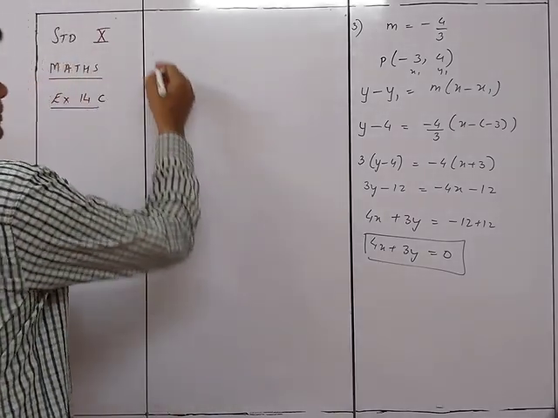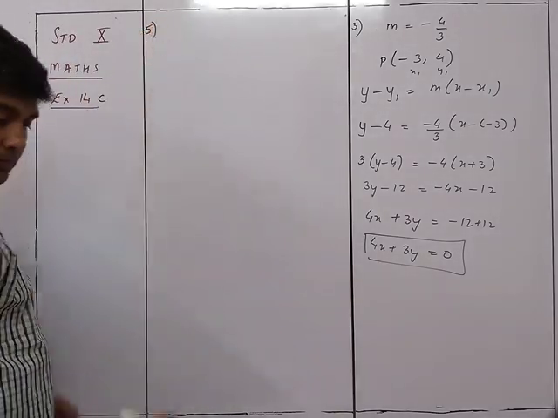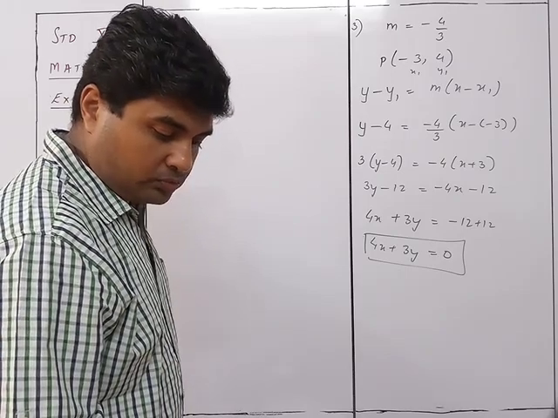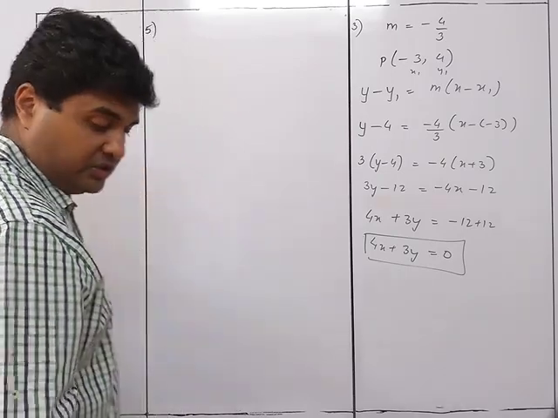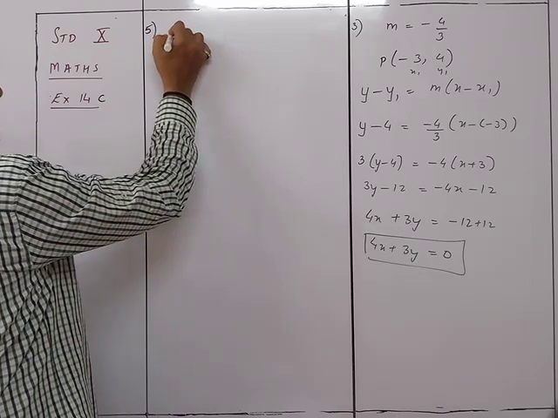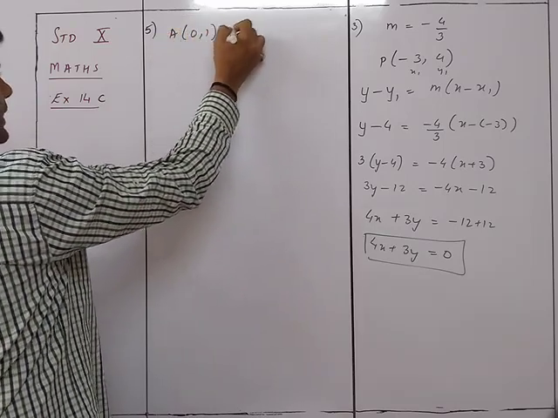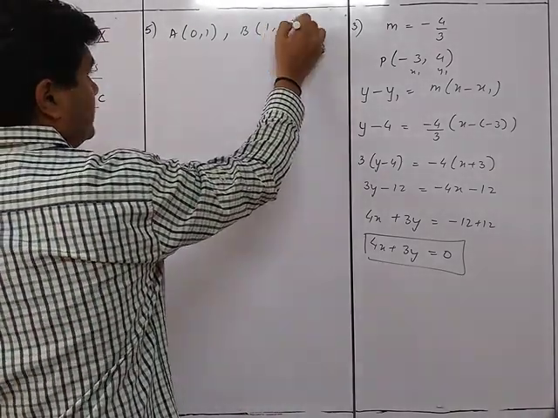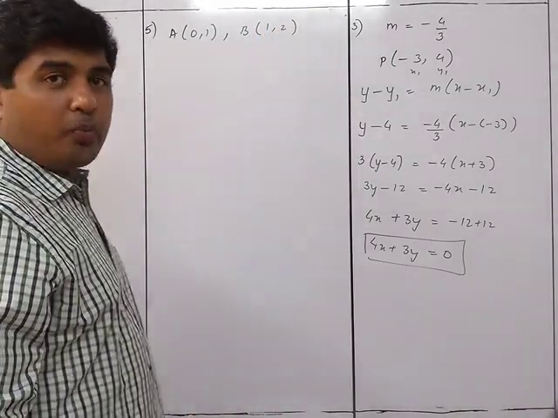We have sum number 5 now. Find the equation of a line passing through. We have got two questions; we'll do both the questions. First one is A is equals to 0, 1 and B is given as 1, 2. So it's a 2-point method.